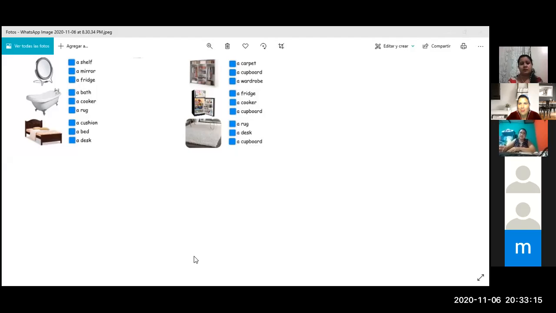Marcela, hacemos primero la del espejo o la del sofá? Yo tengo aquí en pantalla ahorita la del espejo. Vale, hacemos la del espejo. Bueno, entonces sería there is, ¿verdad? O hacemos primero la pregunta.